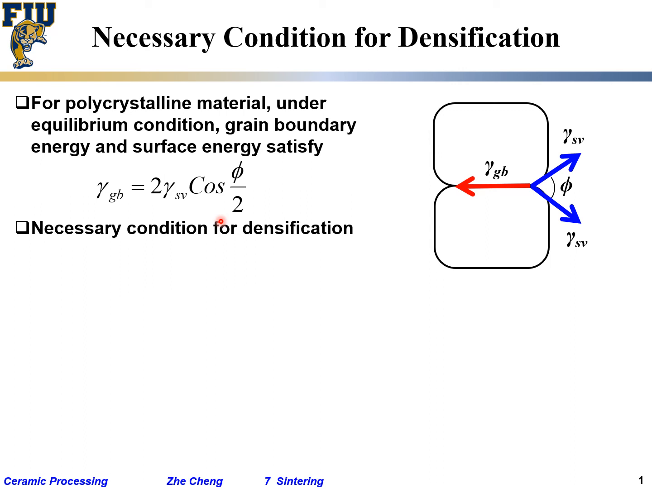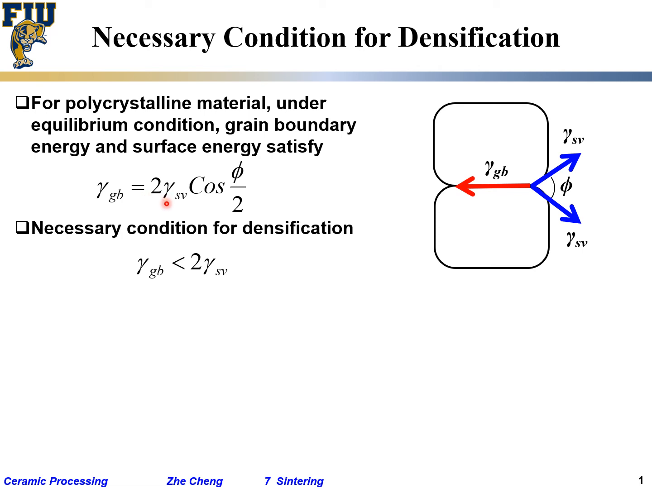Under the so-called necessary condition for densification, in order for densification to occur, I'm showing this. The grain boundary energy has to be smaller than 2 times of this one. Otherwise, we will not find an angle that meets the requirement. You see what I mean?